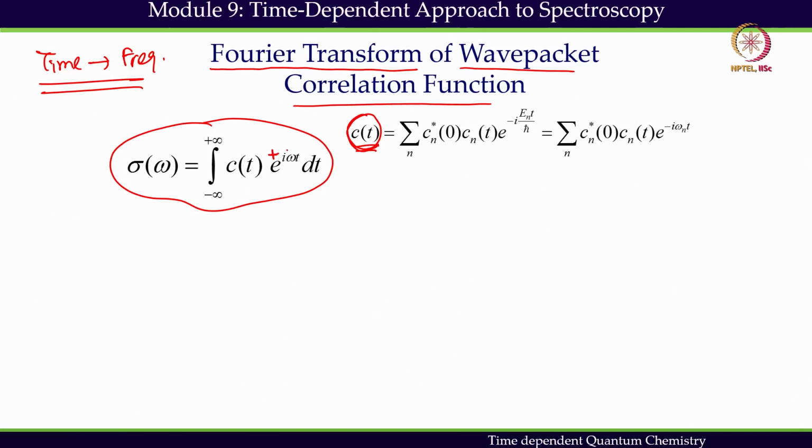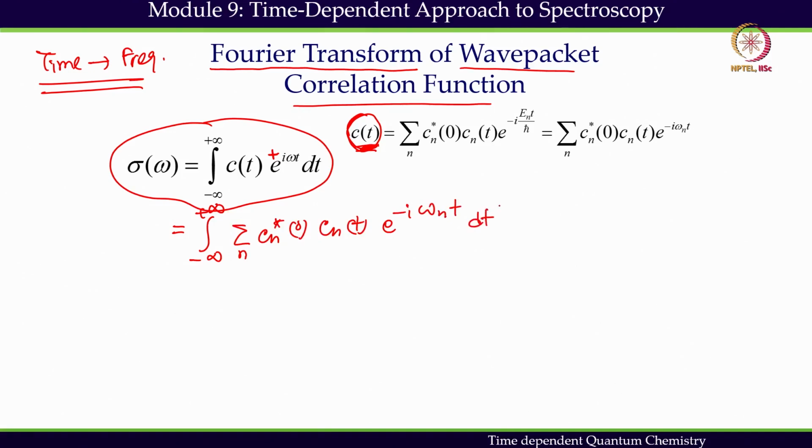There is a reason why we are doing it, because it will give a very interesting outcome, very interesting information which will emerge, which is hiding within this time correlation function. So let's do that. If we do this integration, we have to insert the form. C(t) is now going to be the sum over n of C_n star(0) C_n(t) e to the power minus i omega_n t.